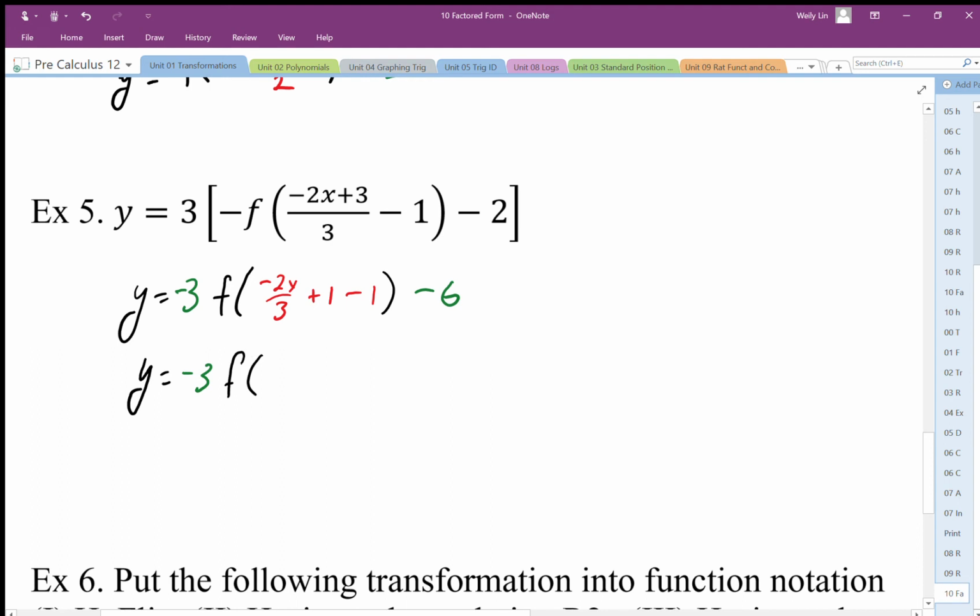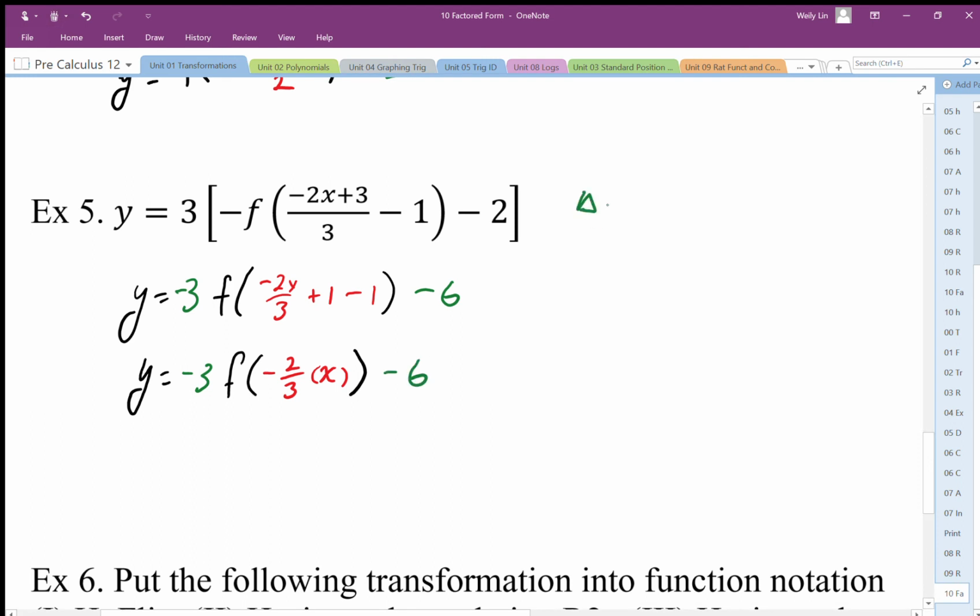This is just going to end up being negative 2 over 3 x. And I can do that, it's in factored form. I don't really need those brackets, but I just want to emphasize it's in factored form. And there's my y transformations.